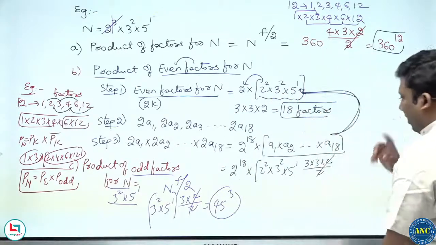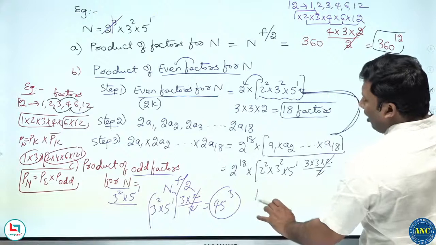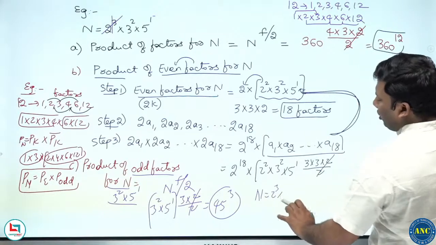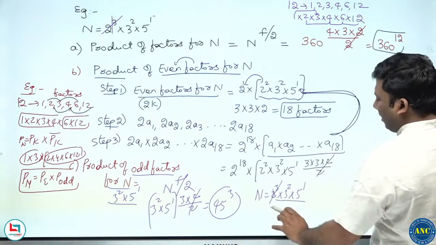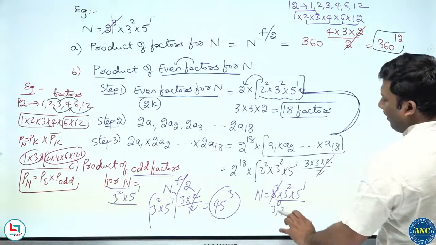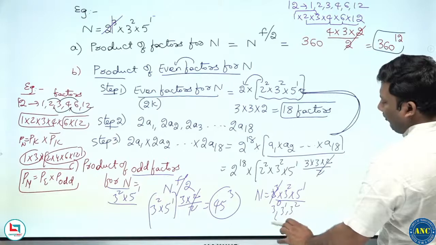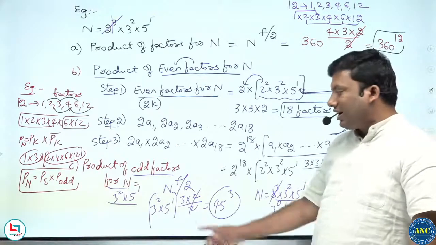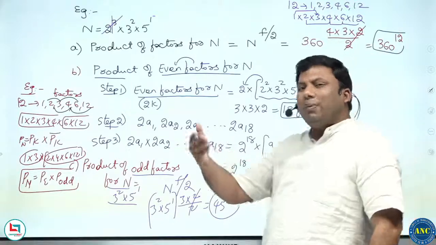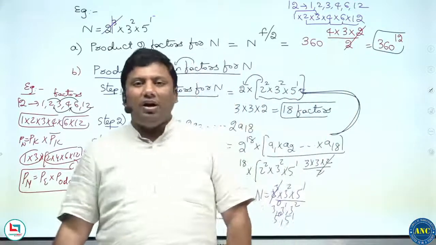Now let us write down the number of odd factors. 2 cube into 3 square into 5 power 1. These are eliminated. 3 power 0, 3 power 1, 3 power 2, 5 power 0, 5 power 1. Let me cross check whether the answer is right or wrong. When you multiply odd numbers, the answer will be an odd number.